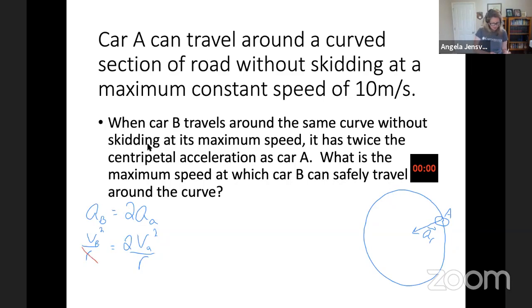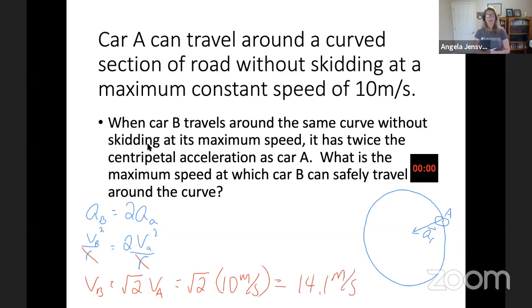So I'm going to cancel that, and I get velocity of B is the square root of 2 times the velocity of A, and velocity of A is 10 meters per second. So you should get 14.1 meters per second.